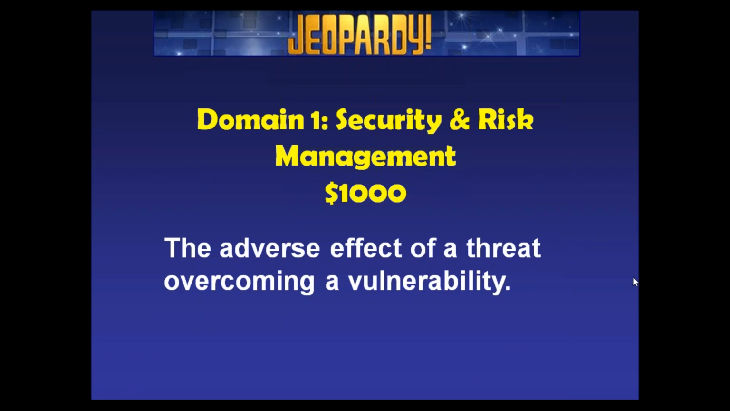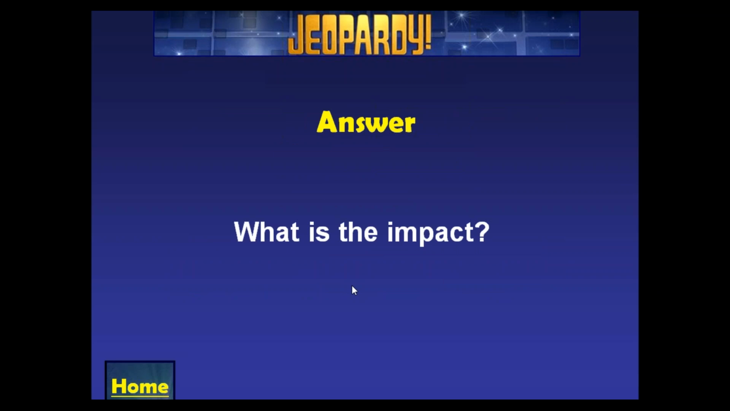I sent the notes out a little late, so you guys might not. I have one response that is not correct. The adverse effect of a threat overcoming a vulnerability. What's that called? The actual instance when that threat overcomes a vulnerability. The vulnerability itself is the weakness. I have a correct response from Becky. Impact, close enough.